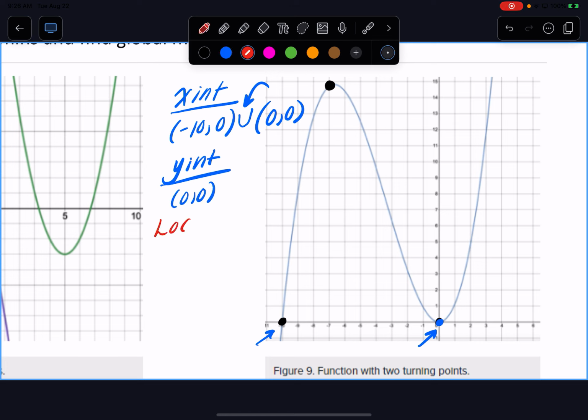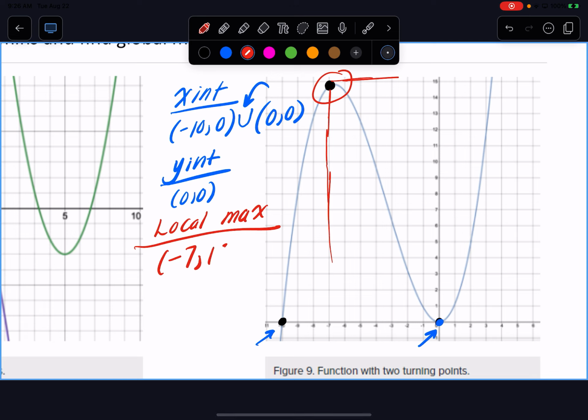Then they're going to ask for local. Oh, this only has one, but it's fine. Is there a local maximum? Top of a hill. Yes, everybody? So what's the local max at? For easy purposes, we're going to say it's right here. So what would that be? (-7, 18). Local minimum, locally speaking. Where's a local min? Right here. True, everybody? So you'd say (0, 0).